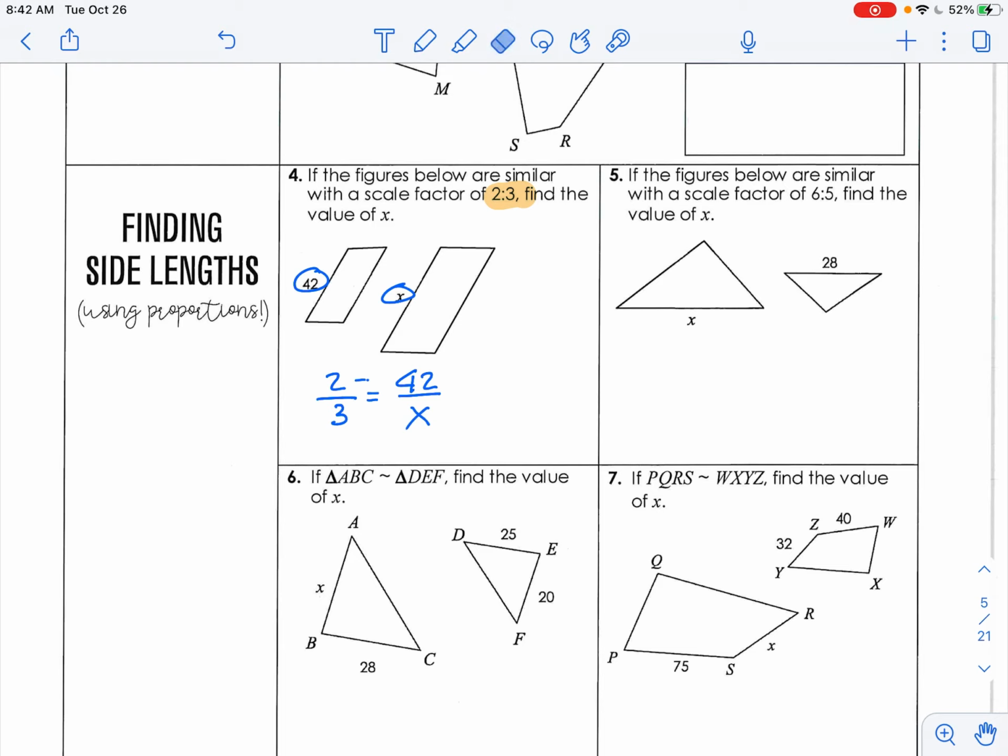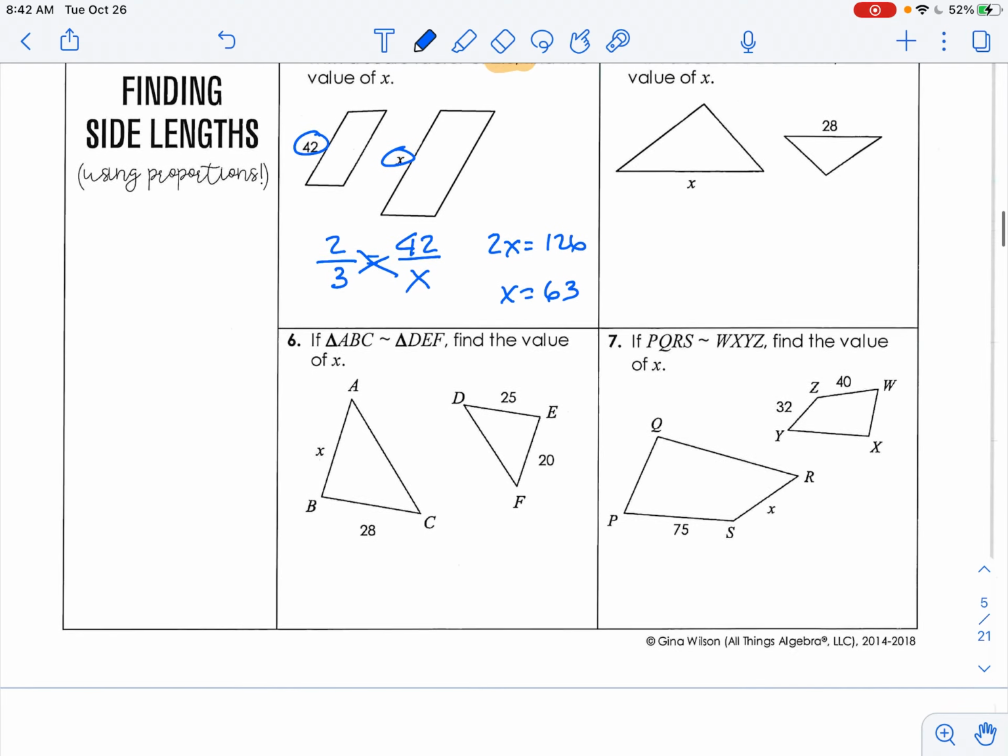Now, remember how you solve a proportion. You're just going to do the cross. If you do the cross, divided by the cross you don't know, it's a little bit quicker on your calculator. But if you multiply it all out, you'll get some version of 2x equals 126. But if you do it all in your calculator, you're going to get x equals 63. Okay, as far as that goes.